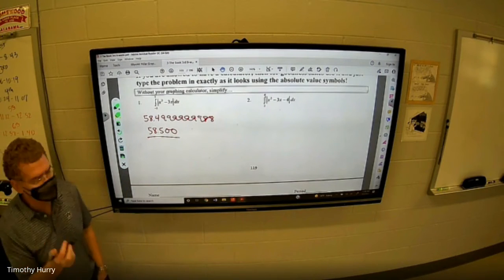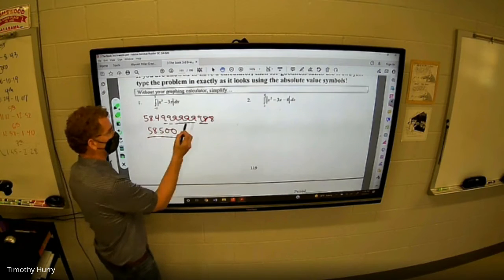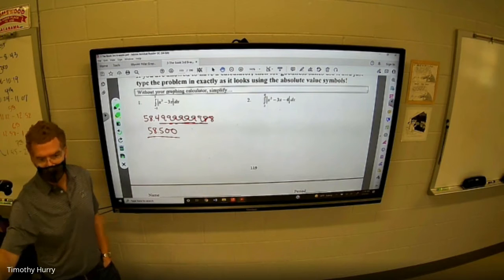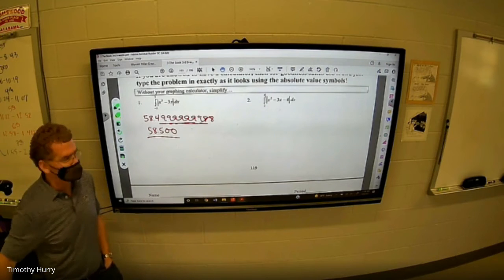Are you with me? Most of the time when I see that, I'm like, okay, come on. I know that that's 58.5. You'll get accustomed to that. But again, rounding will always get you the right value. And if it doesn't, they wouldn't have asked the question.